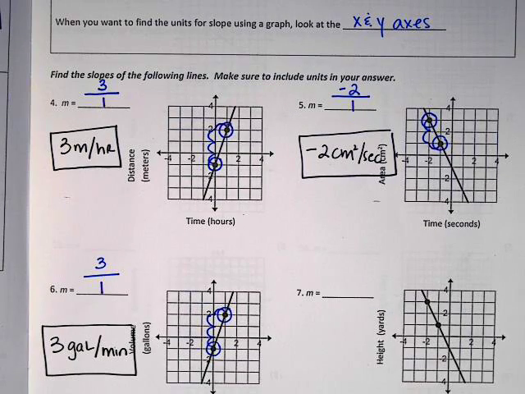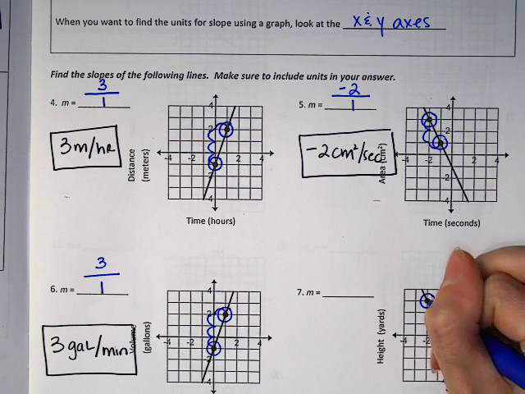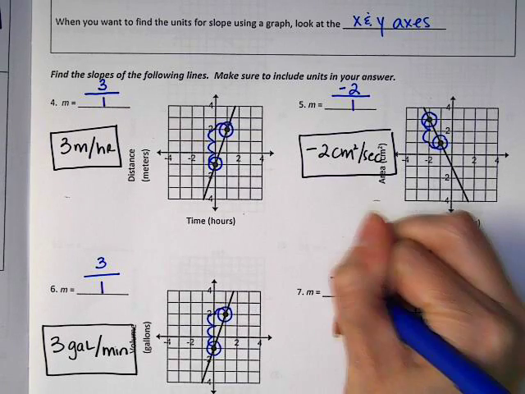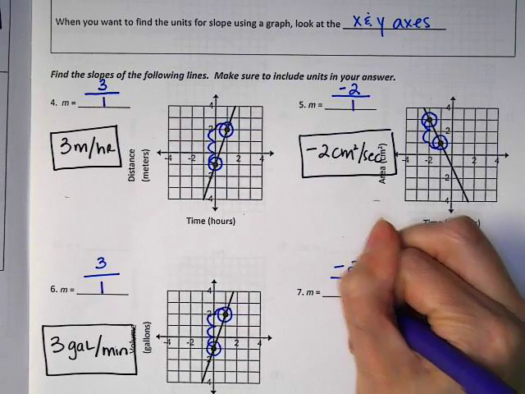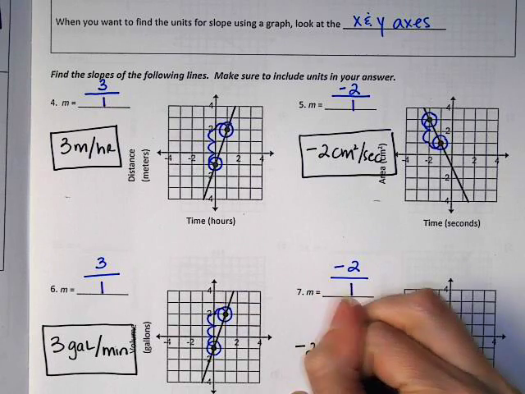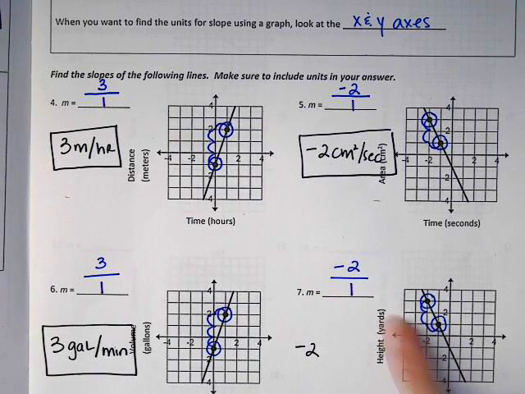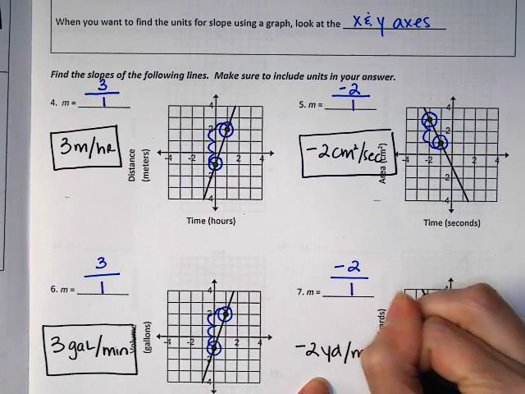And then lastly, number 7, how do we move from this point to this point? We're going down 2, so negative 2, and then we're going right 1, so positive 1. And then negative 2 over 1 is just negative 2. Units are yards per millisecond. Again, you can abbreviate as you wish.